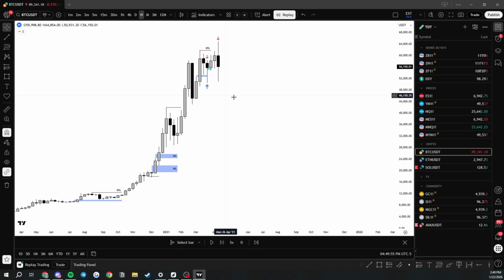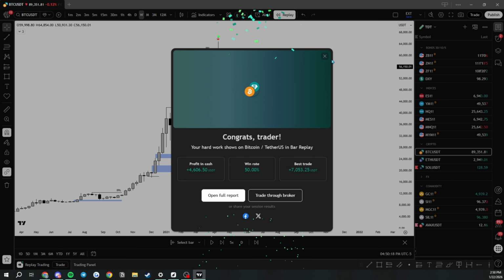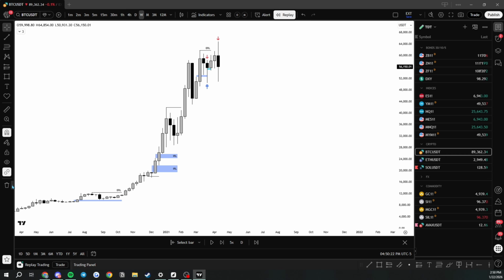Okay. So there's some examples of how one could trade using IRL ERL, one of the simplest frameworks that there is. Right? And as you can see on the weekly, we were a part of some of the biggest moves on the chart, right? So we'll go ahead, we'll end that, right? Get a nice little report.